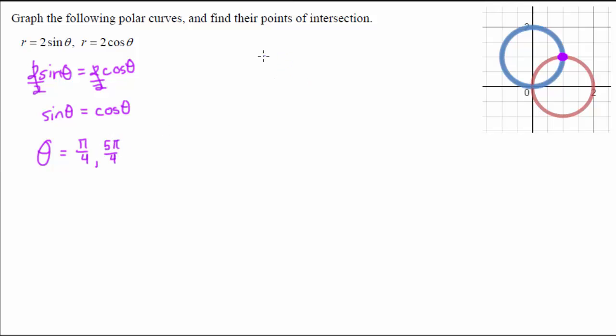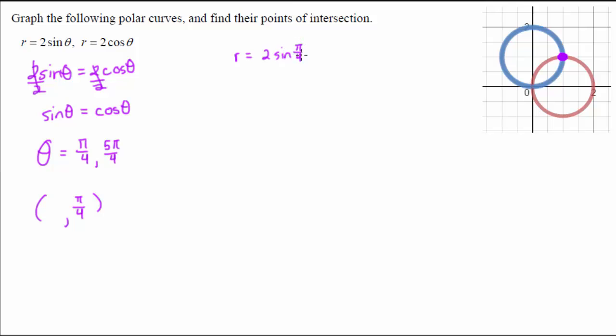Now, to figure out what the r values for those points are, we have to take the angle and plug it back into one of these two equations, just like when we're solving a system of xy equations. We solve for one and then we have to plug it back in to find the other. So I'm going to take pi over 4 and plug it into either one of these, and no matter which one I plug it into, I should get the same thing. So I'll just pick the first one. r equals 2 sine of pi over 4.